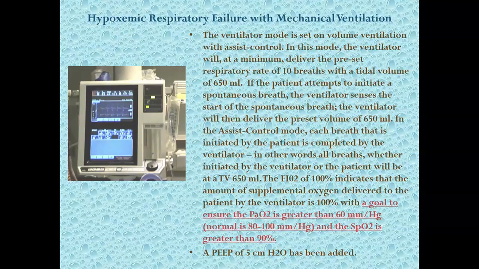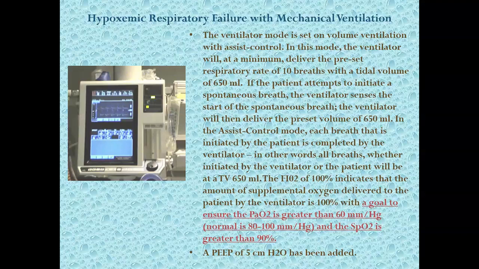If they breathe 2 breaths on their own, or they attempt to breathe, they will also get the 650 mils, at a total of 12 breaths per minute. Again, in assist control mode, any breath that's initiated by the patient is completed by the ventilator. So this patient's not doing any work of breathing at all.